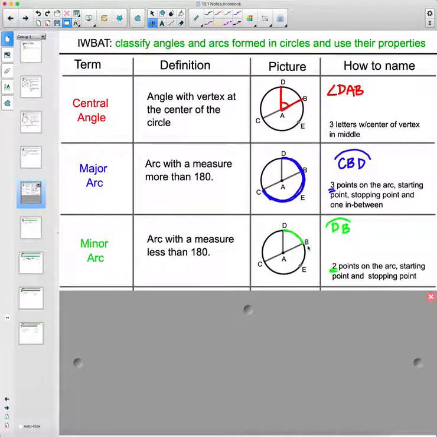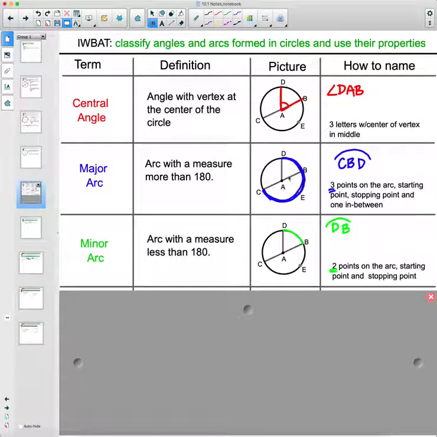So DB could be one. You could say BD as well. You could do CD or DC, CE, EC, EB, BE. Okay, so any of those are fine. So notice that the angle goes into the circle and uses the vertex. The arc stays outside of the circle.